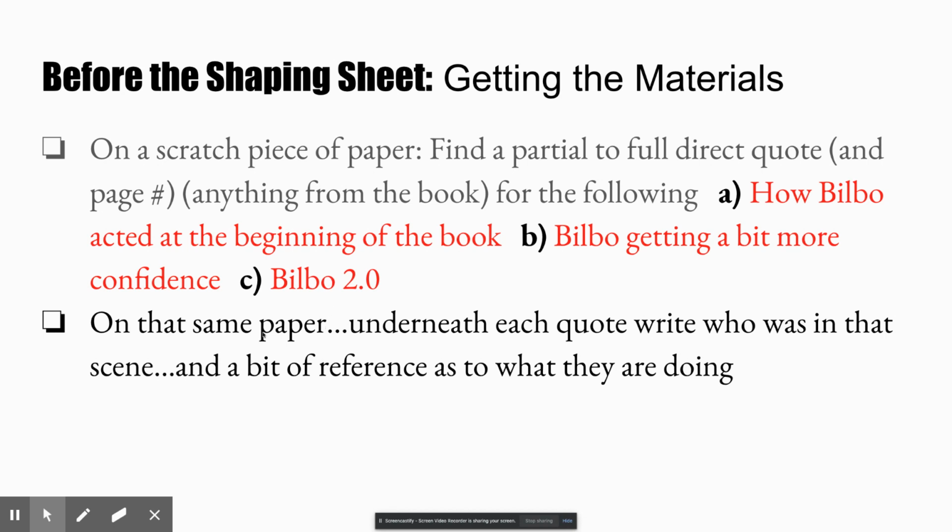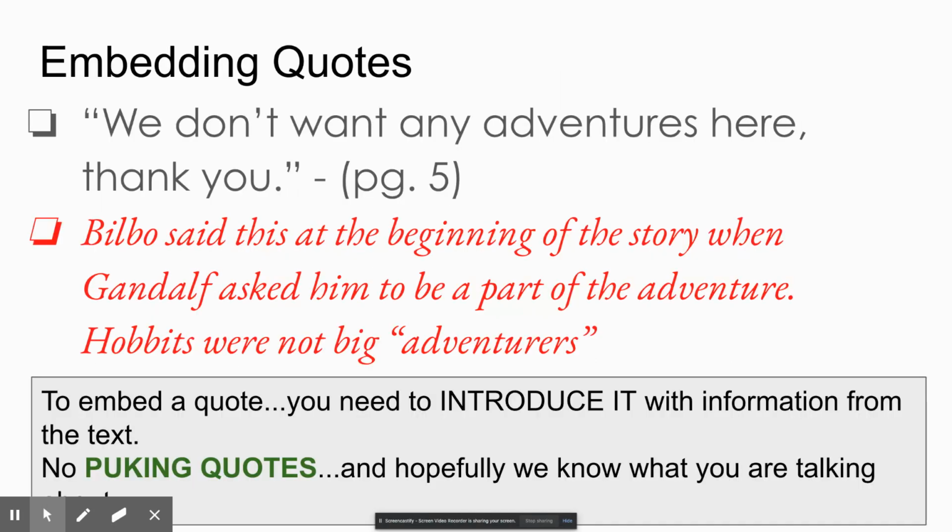On that same piece of paper underneath each quote, write who's saying it, what's going on, a little reference to what is happening in that quote. This is what it should kind of look like. "We don't want any adventure here today, thank you." Page 5. Down below, Bilbo said this, when did he say this, and kind of a little bit of reference.